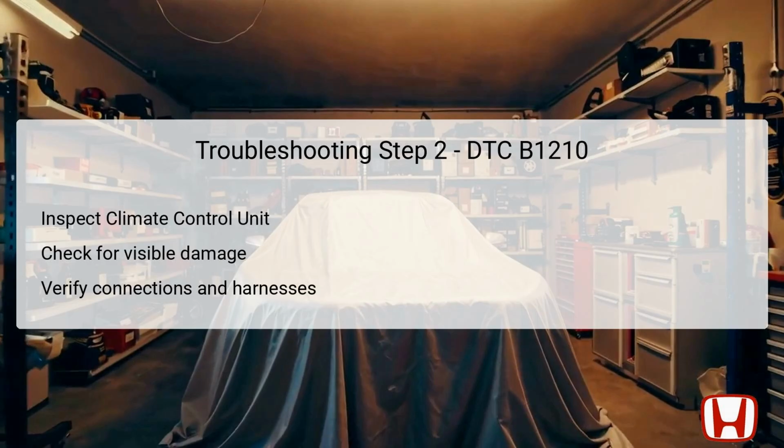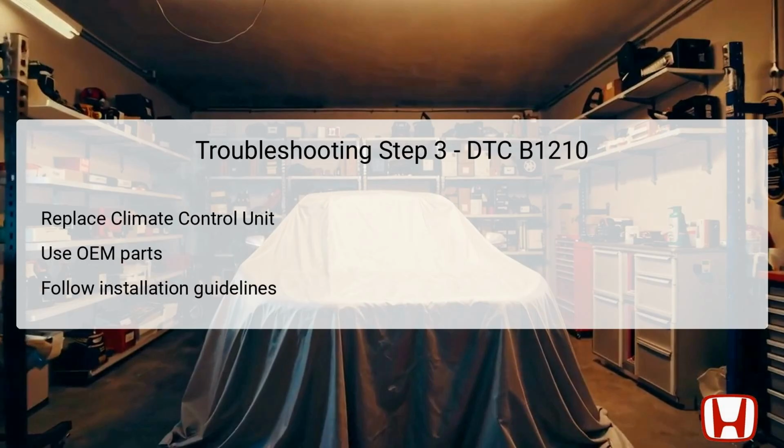Ensuring that all components are intact and securely connected is vital for restoring the functionality of the climate control system properly. If all previous steps lead to the conclusion that the climate control unit is indeed faulty, the third and final troubleshooting step is to replace the climate control unit entirely.